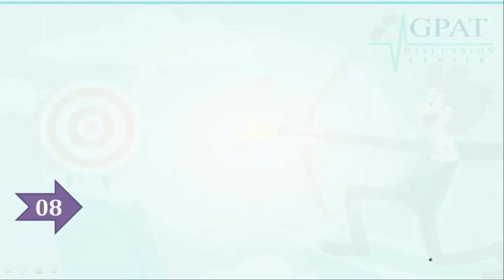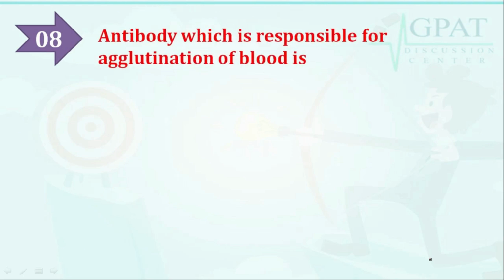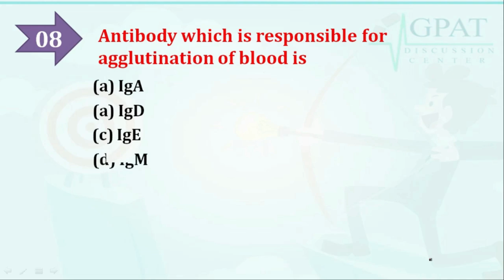So next question is, the antibody which is responsible for agglutination of blood is, and here we have options: IgA, IgD, IgE, or IgM. So the correct answer is D, IgM.